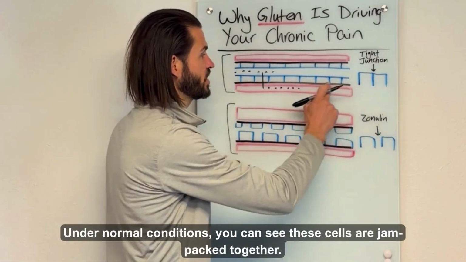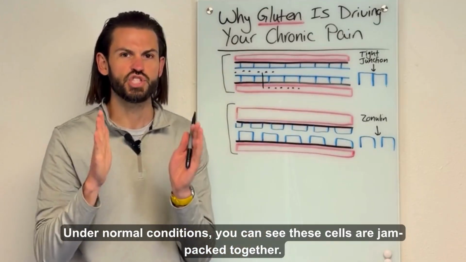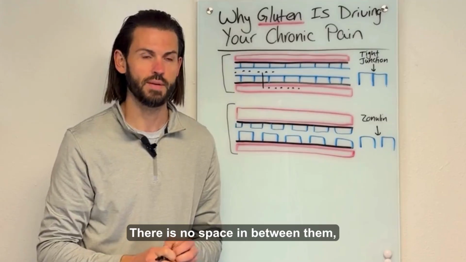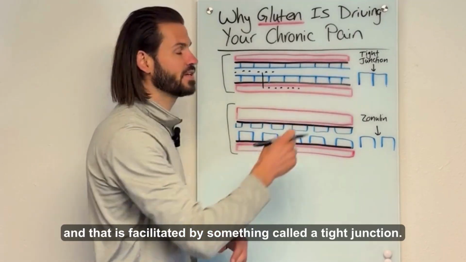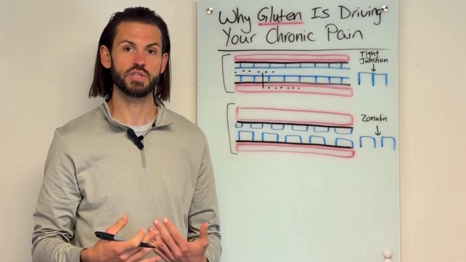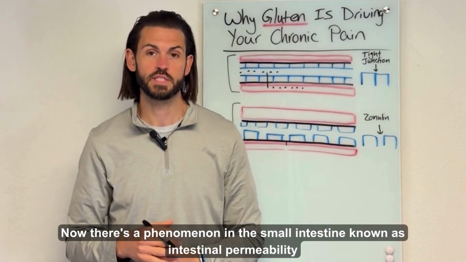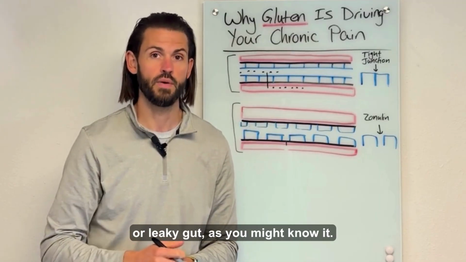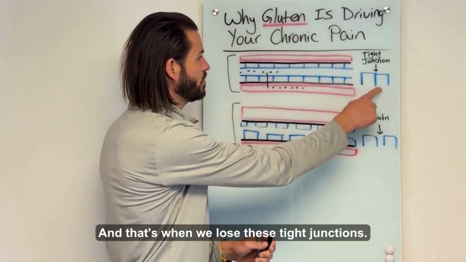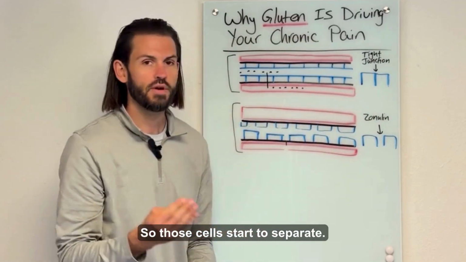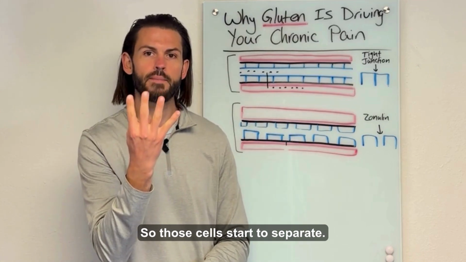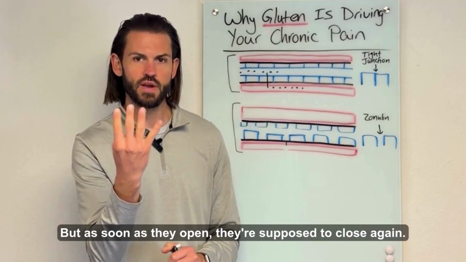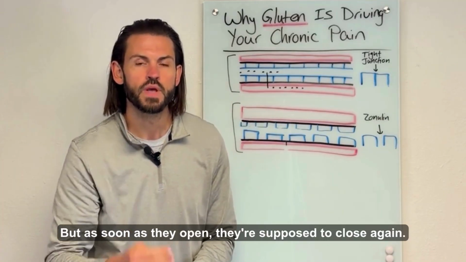Under normal conditions, you can see these cells are jam-packed together. There is no space in between them. And that is facilitated by something called a tight junction. So now there's a phenomenon in the small intestine known as intestinal permeability, or leaky gut as you might know it. And that's when we lose these tight junctions. So those cells start to separate. And there's a physiological, really good reason for this, but as soon as they open, they're supposed to close again.